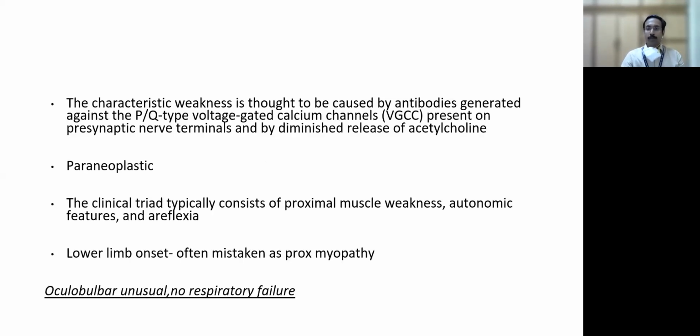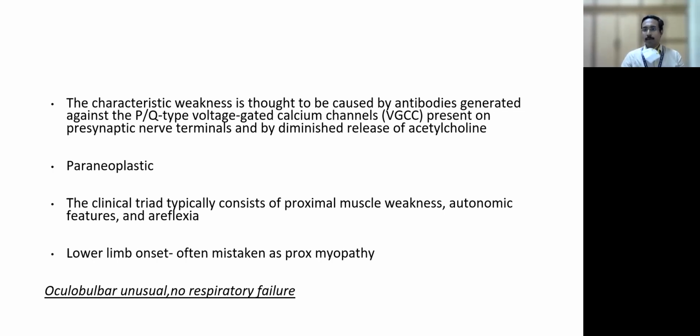Maintenance immunotherapy also needs to be instituted so that they don't have further myasthenic crisis. A short word on presynaptic neuromuscular junction disorders. Their clinical pattern is a little different from myasthenia gravis, where they actually come in a triad of proximal weakness, which actually starts in the lower limb, significant autonomic features in the form of dryness of mouth and mild impotence, which might be pushed under the carpet, and areflexia.